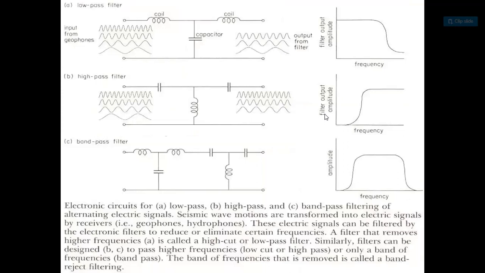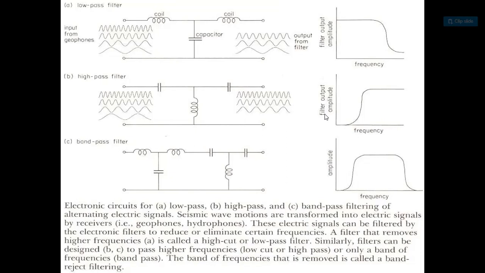So this is the input from geophones or a capacitor, or output from the filter. Filter output amplitude versus frequency. This is the input from geophones. This is the high pass filter, band pass filter. Electronic circuits for low pass, high pass and band pass filtering of alternating electric signals.